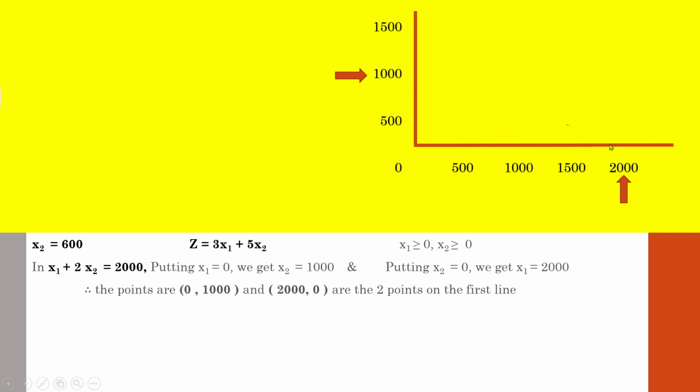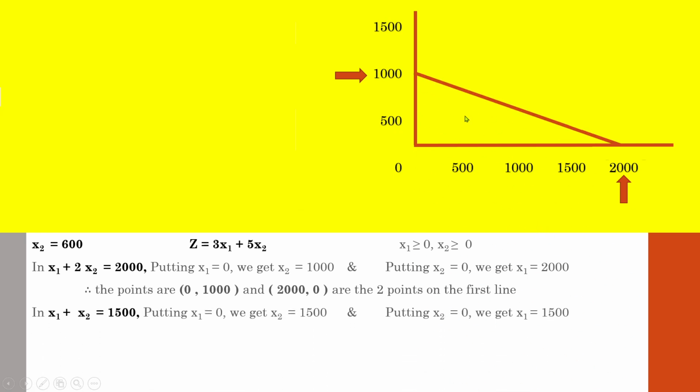Once you found the 2 points in the graph, you need to draw a straight line connecting these 2 points. See, these 2 points. And the name of this line is x1 plus 2x2 equal to 1000. Just mention it nearby the line. Next equation is x1 plus x2 equal to 1500.